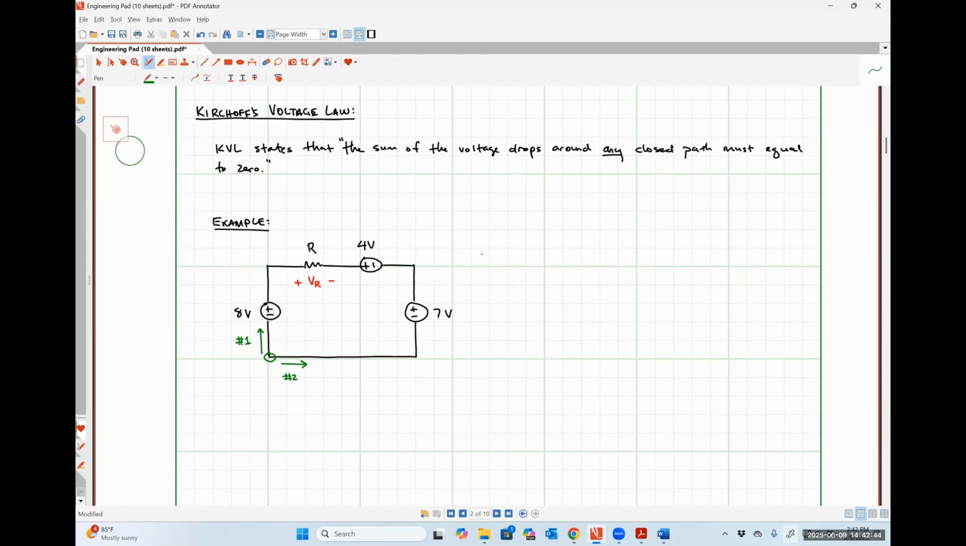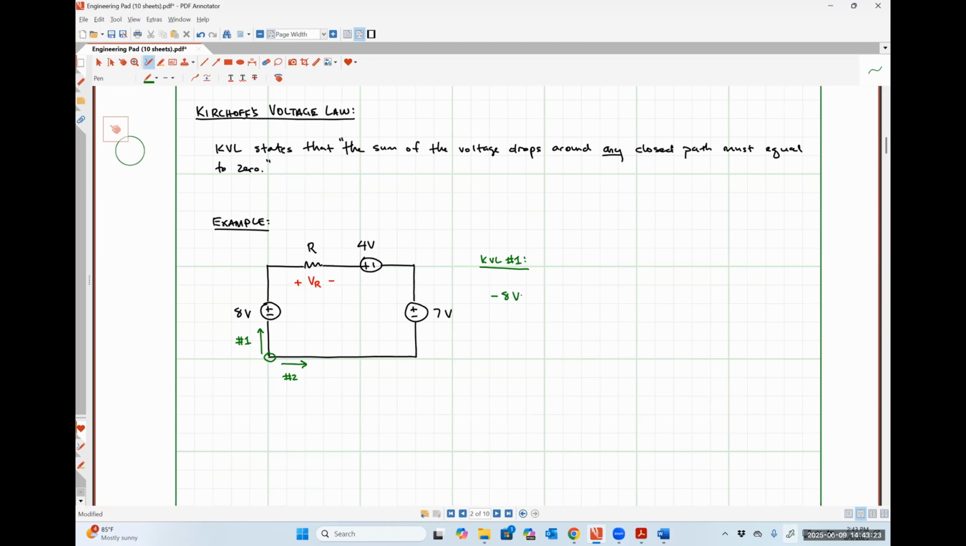So let's do this up here. Let's call this KVL number one. Okay. So I'm going clockwise around my circuit. So how I write my KVL equations is if I see the negative polarity terminal first, the voltage gets a negative sign. And if I see the positive polarity terminal first, the voltage gets a positive sign. So as I'm going up and I see that 8-volt source, the first thing I see is the negative polarity terminal. So that's going to look like negative 8 volts.